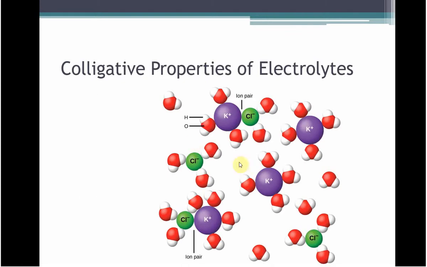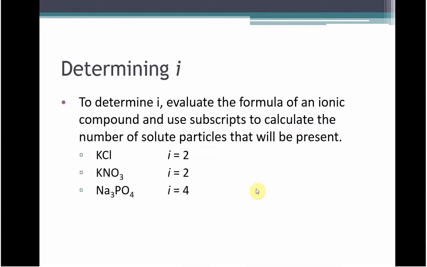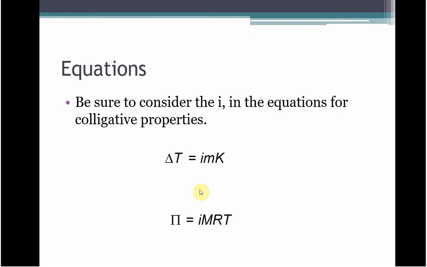So you've got these interactions happening, and that's great, but it comes down to how much impact do you have. If you add something like KCl, there's one potassium, one chloride. Here there's one potassium, one nitrate. So your Van 't Hoff factor is 2. But something like this, sodium phosphate, you have 3 sodiums and 1 phosphate, so you have an impact of 4. And so what we're going to do is we're just going to add this Van 't Hoff factor here to make sure you take into account the number of solute particles that are present.